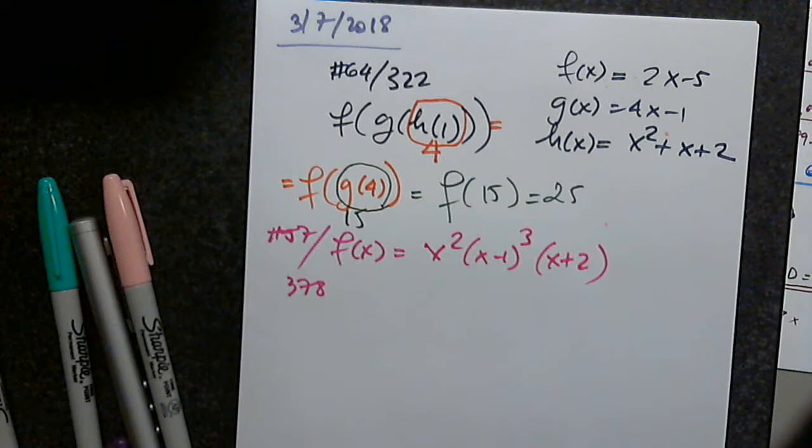So the problem here is asking us to graph the function. And we know that we have to look at 8 different pieces of information that we have to find, correct? Good. Okay.